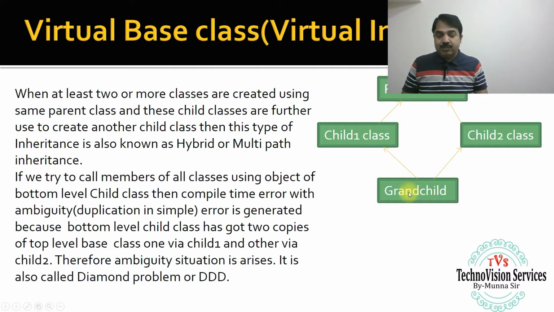This means the bottom level child class gets two copies of this parent class, one via child 1 and another via child 2. So it is not able to differentiate which copy should be used by this child class. So an ambiguous situation arises.